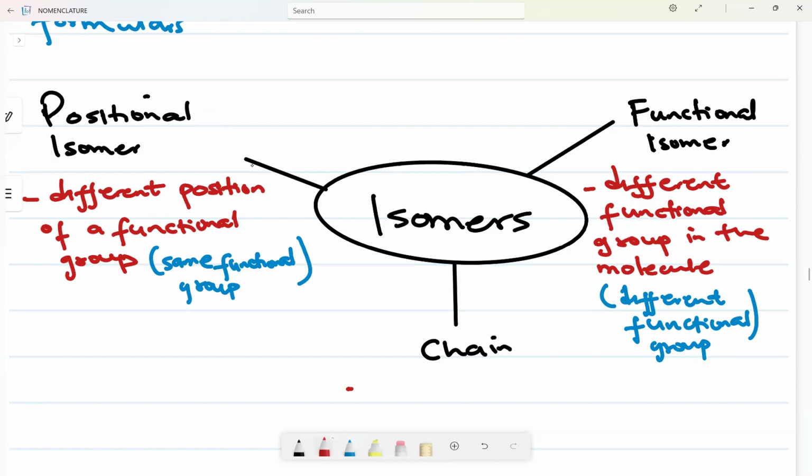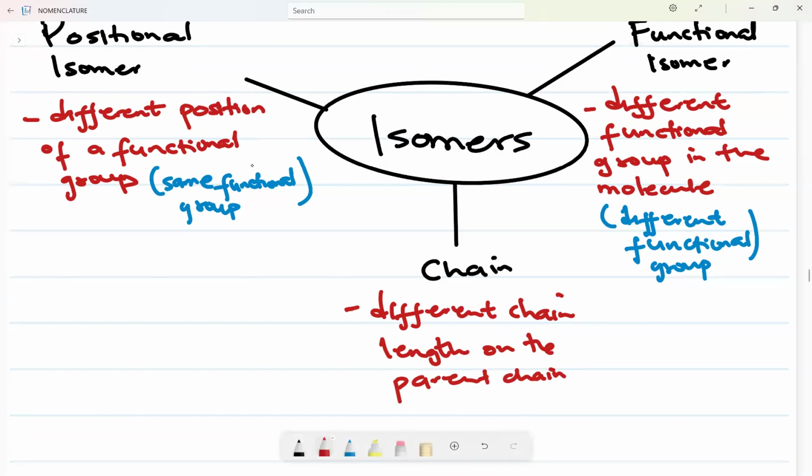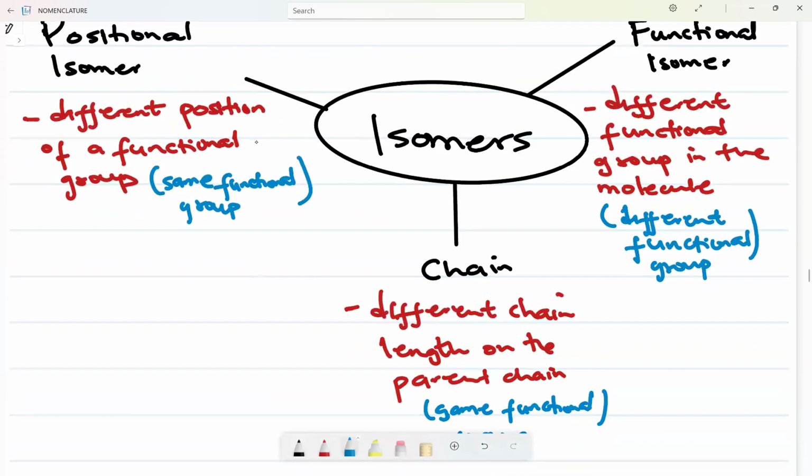Then on the chain isomer, different chain length on the parent chain. Also, this one should be of the same functional group. Now let's have an example of positional isomer.